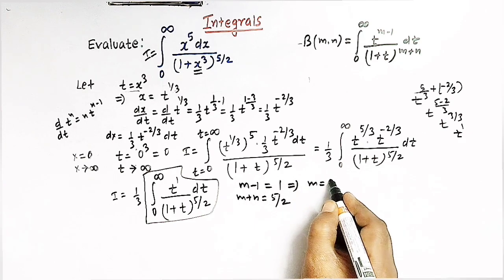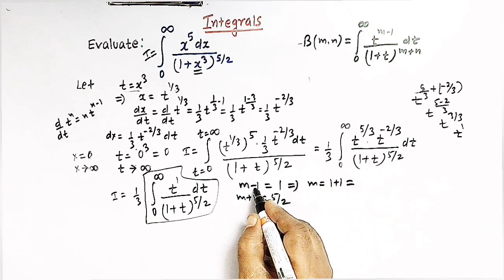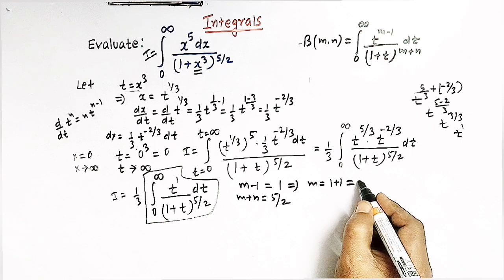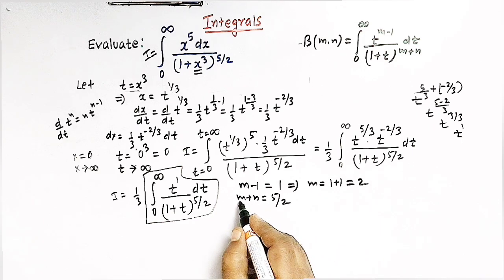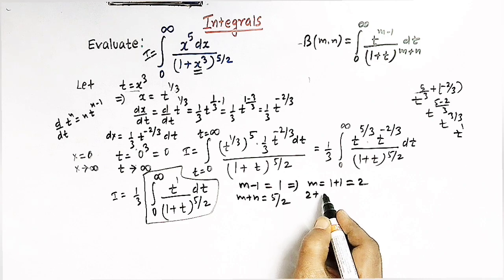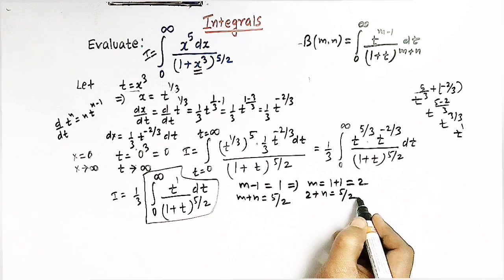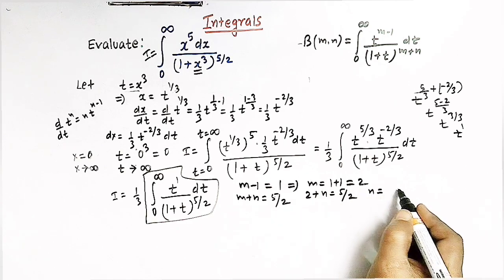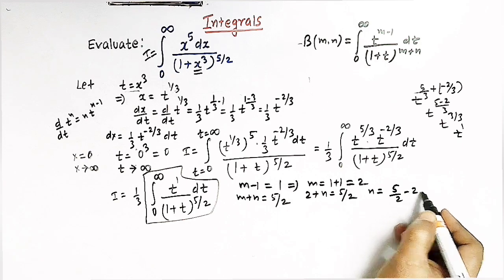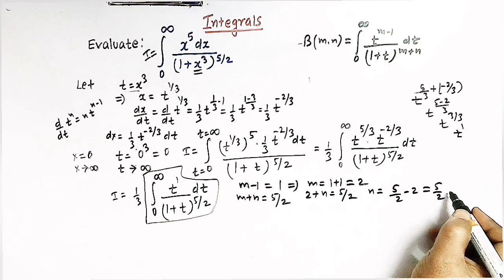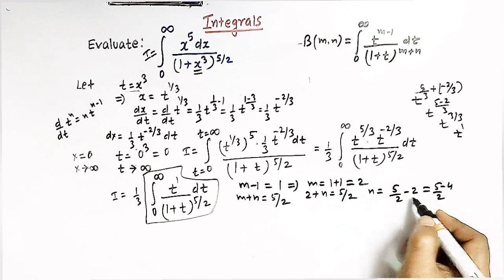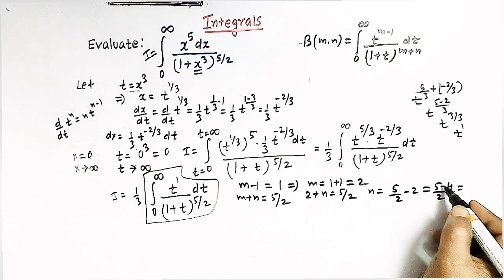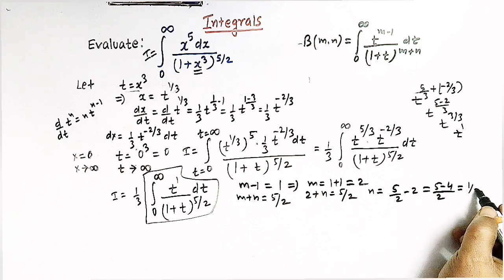So we have m is equal to 1 plus 1, taking minus 1 to the right hand side. So we have 2, and then taking m is equal to 2 in this equation, we have 2 plus n is equal to 5 over 2. So n is 5 over 2 minus 2, that is 5 over 2 minus 4 over 2, and 5 minus 4 is 1. So we have 1 over 2.